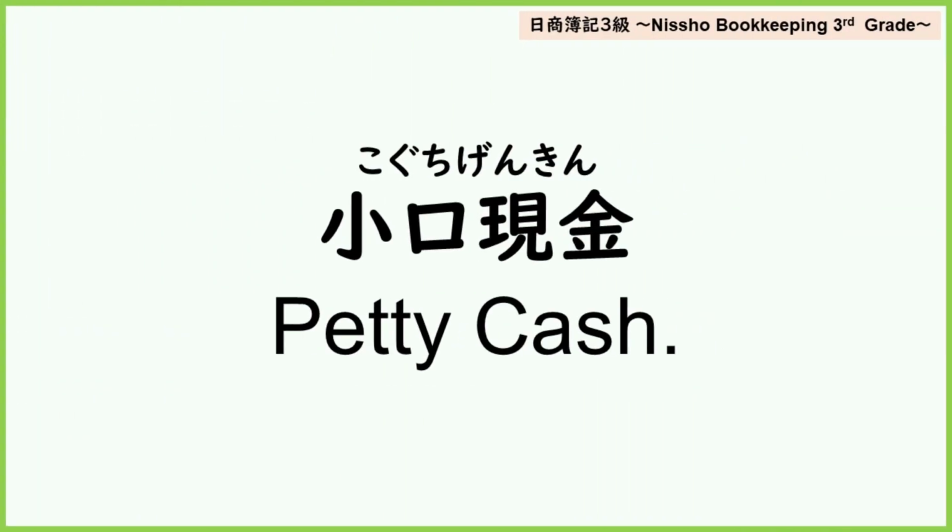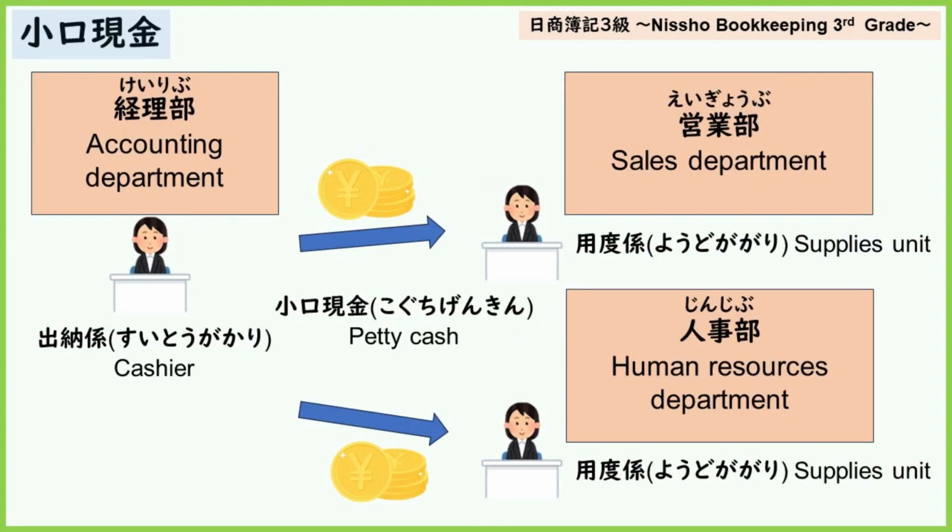The third content. Petty cash. Petty cash refers to the cash provided in advance for day-to-day expenses in each department. As a form of cash, it falls under the asset category in accounting. The accounting department's cashier transfers petty cash to the supplies unit in each department. The daily cash payments are managed by them. Periodically, the supplies unit reports the expenses to the cashier. Based on this report, the cashier makes journal entries.